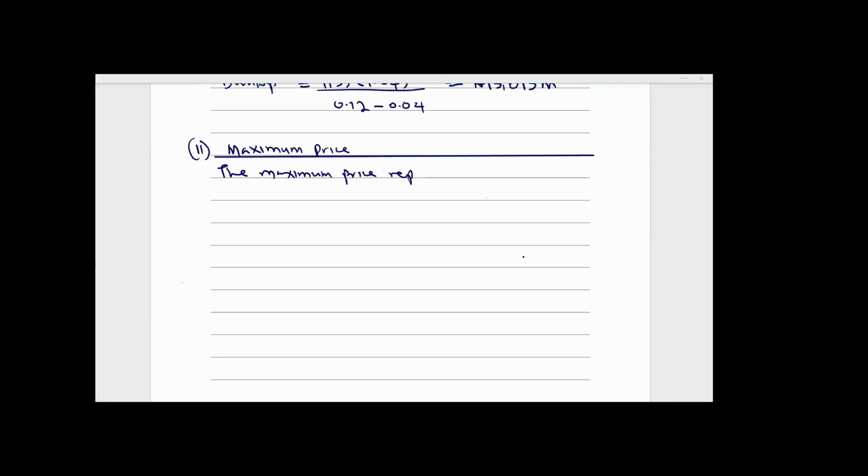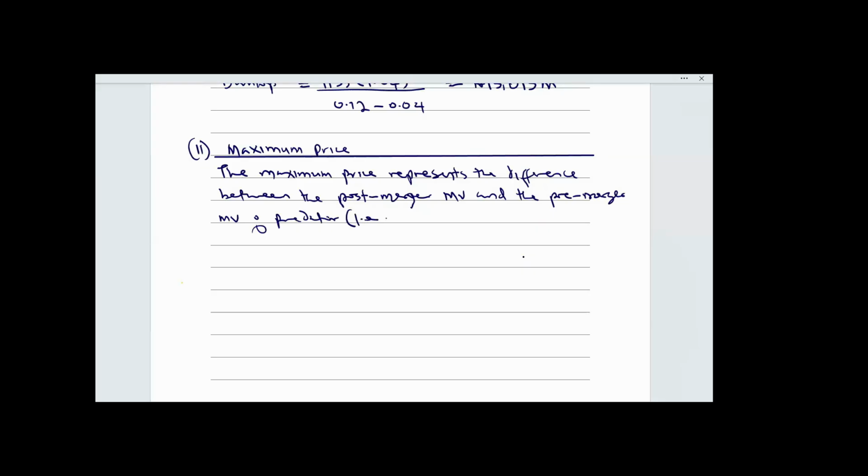The maximum price represents the difference between the post-merger market value, because this business combination relates to a merger, and the pre-merger market value of the predator. The predator is the company that makes the initiative. In this case, it is Michelin. So, the difference between the post-merger market value and the pre-merger market value of the predator. All right, that is Michelin.